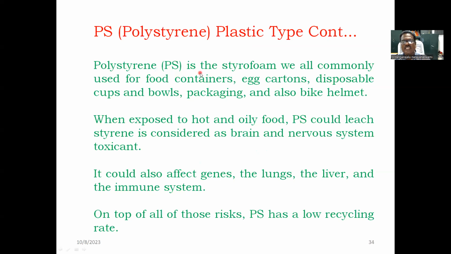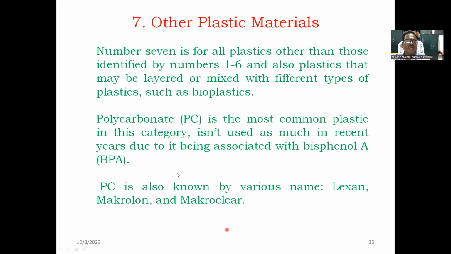So, polystyrene plastic type. Polystyrene is the styrofoam we all commonly use for food containers, egg cartons, disposable cups and bowls, packaging, and also bike helmets. When exposed to hot and oily food, PS could leach styrene. Styrene is considered a brain and nervous system toxicant. It could also affect genes, the lungs, the liver, and the immune system. On top of all those risks, polystyrene has a low recycling rate.